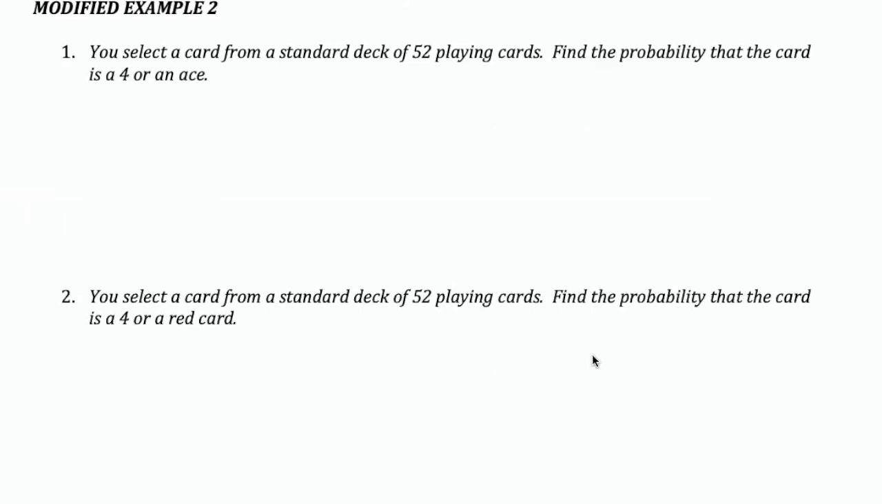All right, I modified example 2 to add an extra part. But number 1 says you select a card from a standard deck of 52 playing cards. Find the probability that the card is a 4 or an ace. So I'm going to let event A be choosing a 4. And I'm going to let my event B be choosing an ace.